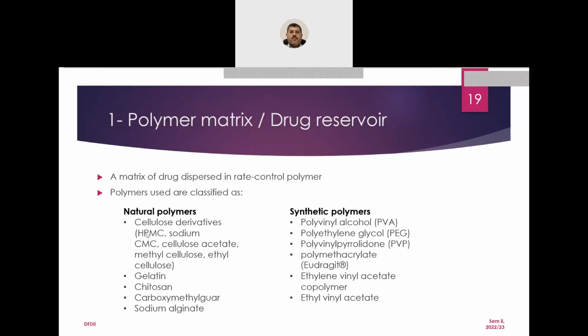We have HPMC, hydroxypropyl methyl cellulose, sodium carboxymethyl cellulose, cellulose acetate, methyl cellulose, ethyl cellulose. Okay. We have other polymers like gelatin, chitosan, carboxymethyl guar, which is a derivative of guar gum, and sodium alginate that can also be used as a rate control polymer.